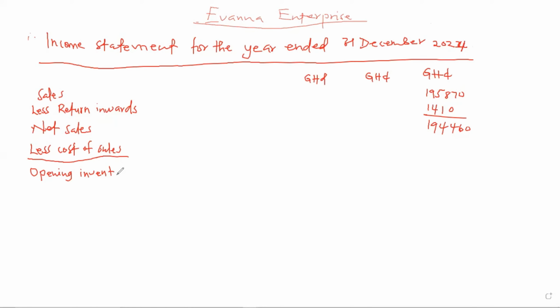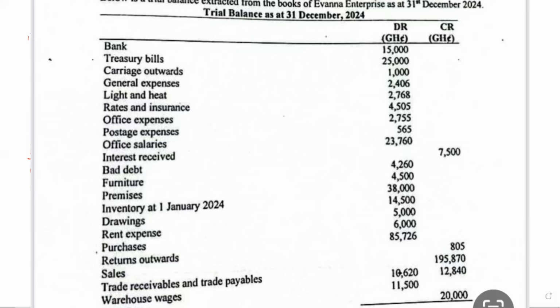So the inventory as at 1st January 2024, that is our opening inventory. That amount is 14,500, so we bring it to the second column. Then we add what? Purchases. We add purchases. This is just a format you need to follow. When you look through the question, we have purchases to be 85,726.